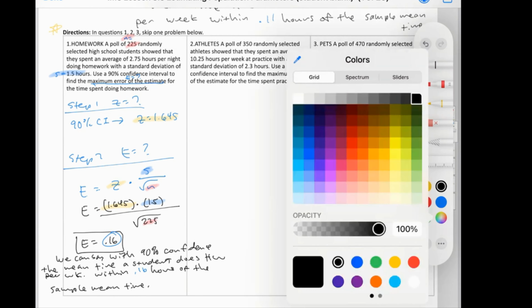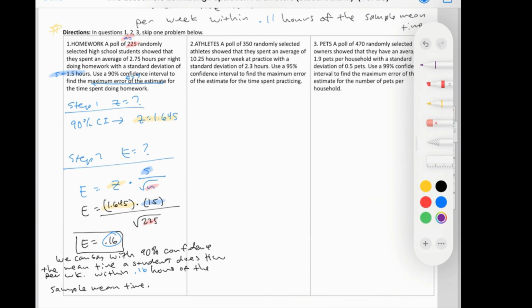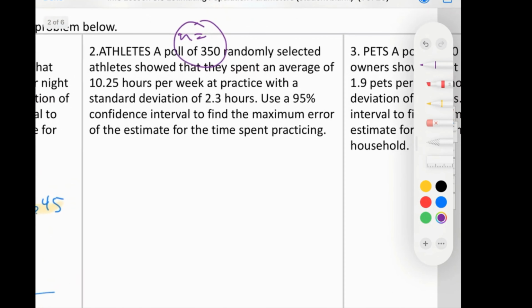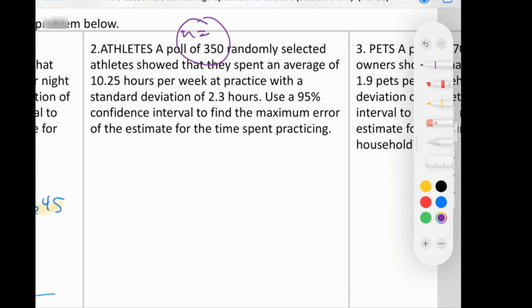Number 2 here is telling us athletes, a pool of 350 randomly selected athletes, so there's my N value, 350, show that they spend an average of 10.25 hours a week. So the mean here, the average, I don't need. Let me say that again. The average we don't need to find our maximum error of estimate. But I'm still highlighting the numbers given to us.